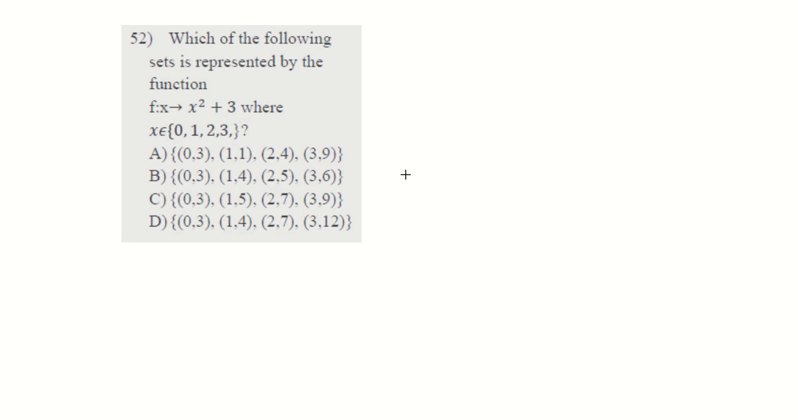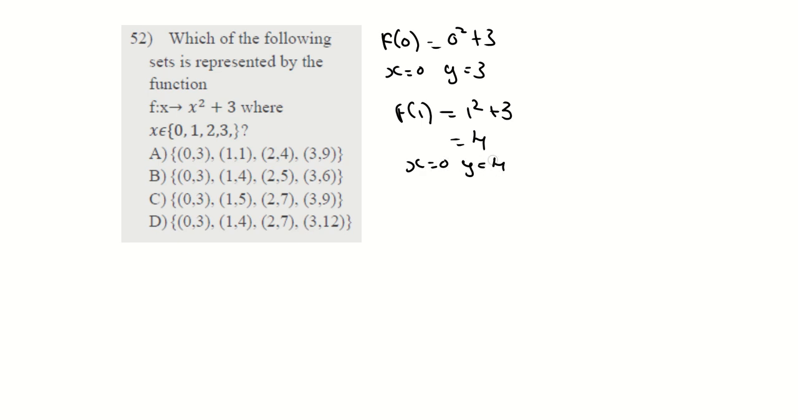Alright. Number 52, which is the last question for January 2025 in relations, functions, and graphs. Which of the following sets is represented by the function? So, we want, when x is 0, 1, 2, and 3, what is f of x, or what is y? So f of 0 would be 0 squared plus 3. So when x is equal to 0, y is equal to 3. Then f of 1 would be 1 squared plus 3, which is 4. So when x is equal to 1, y is equal to 4.